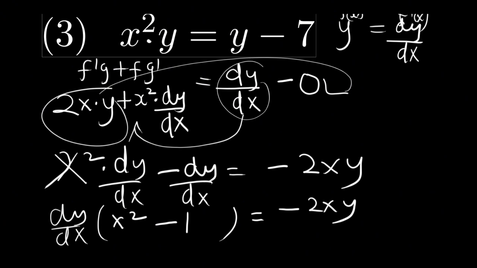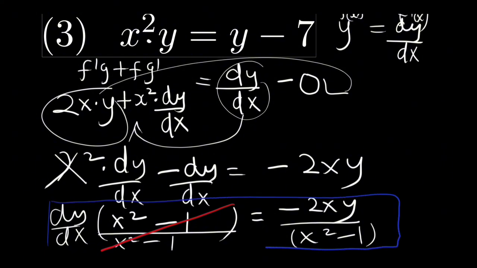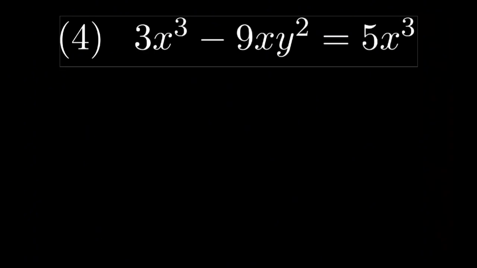Now to get dy over dx, we will divide by x squared minus 1 both sides. So this will cancel out, and we will be left with dy over dx equals negative 2xy divided by x squared minus 1.